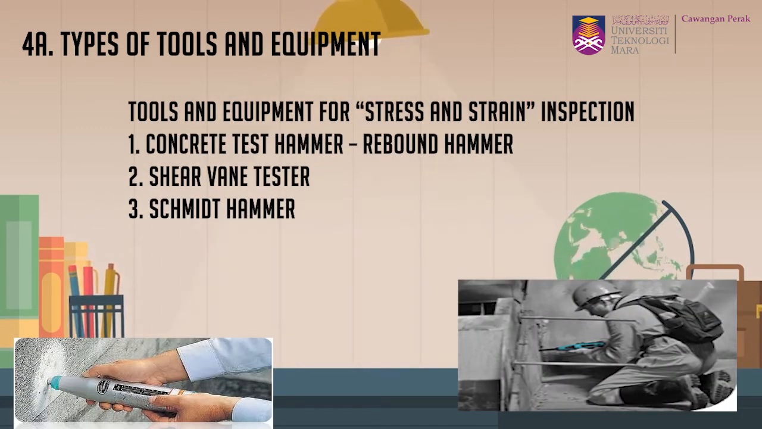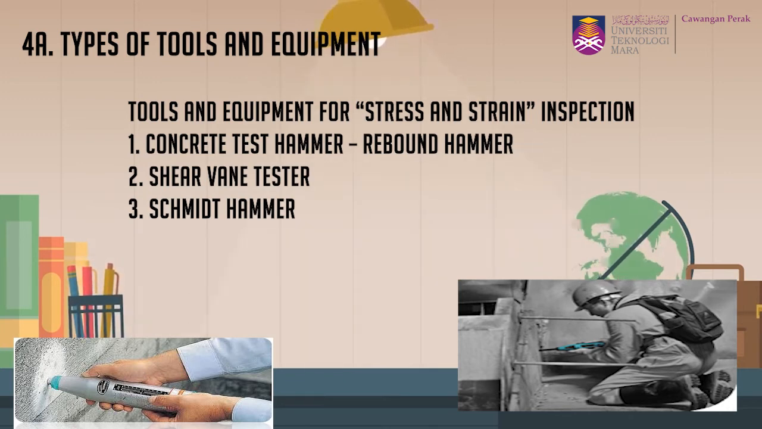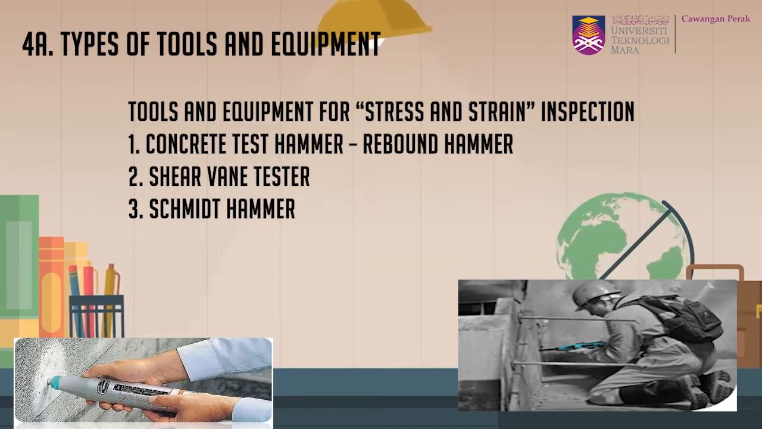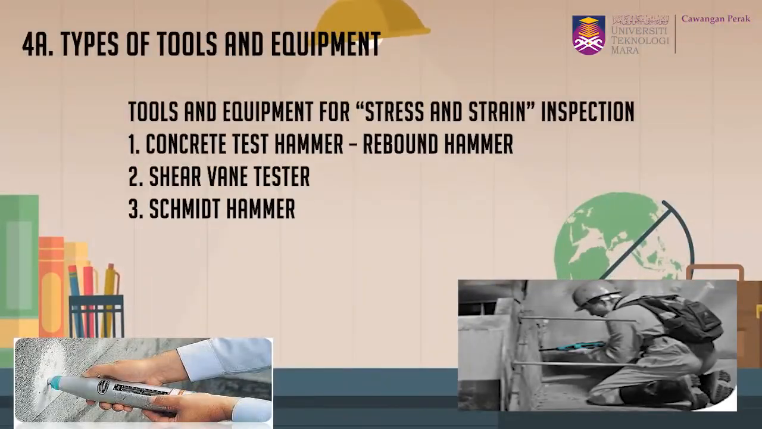So what about this? These are the tools and equipment used to measure the stress and strain when you are currently doing your inspection. We have 3 items here. The first one is the concrete test hammer, also known as the rebound hammer. The second one is the shear vane tester, and the last one is the Schmidt hammer.